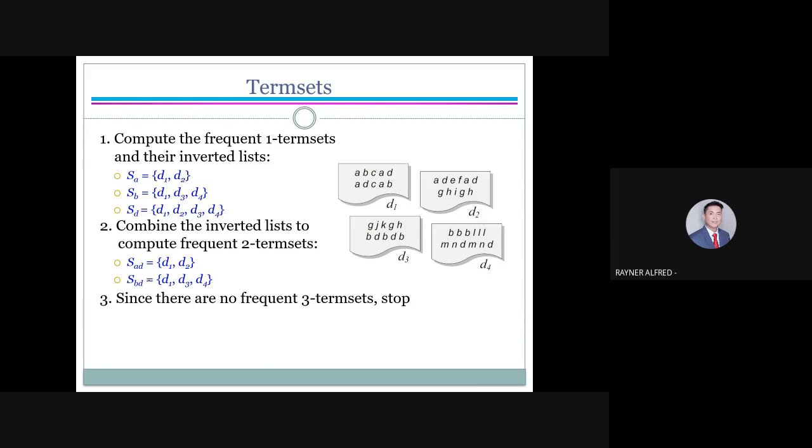We are supposed to combine this with this, so we have A, B, D. For A, B, D, we have only one, D1. So we stop there. We cannot continue anymore. So if in the exam they say list all the frequent term sets, then all your frequent term sets will be 5 only.